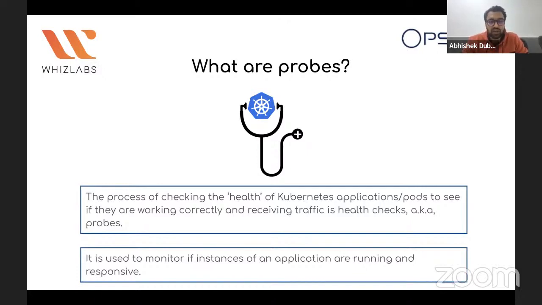So when we are talking about probes, we are talking about the process of checking the health of a Kubernetes-based application, container or pod to see if it is working fine or not. That health check, we call it probes inside Kubernetes. Probes are designed to monitor the responsiveness and the readiness of the application. For example, whether the application is ready to serve traffic or not, or whether it is live or not. If the application is in a deadlock state, it should be restarted. These kinds of things we can achieve using probes inside Kubernetes.